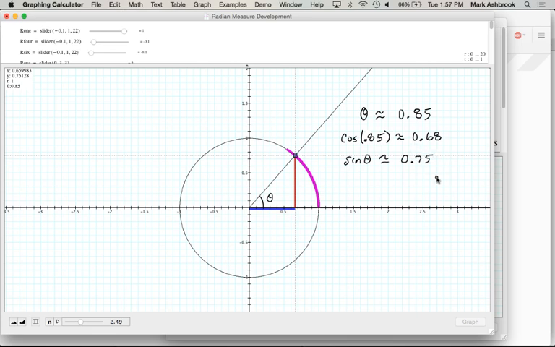And what are those numbers, 0.68 and 0.75 again? What do they mean? What's the unit of that?